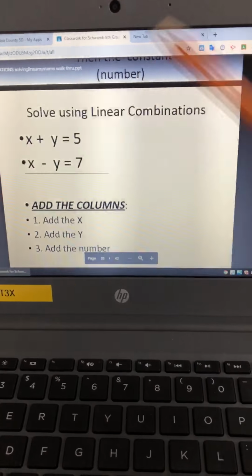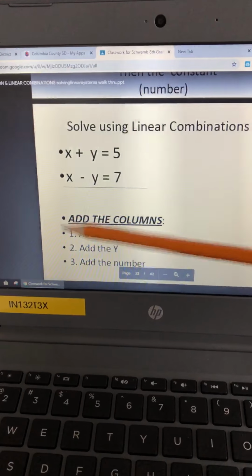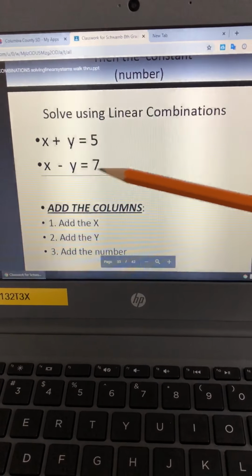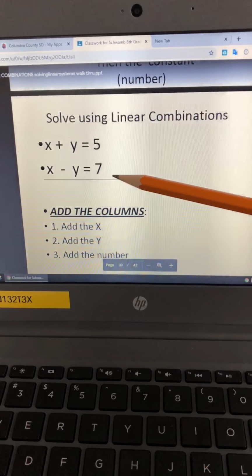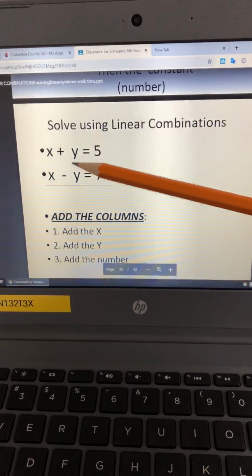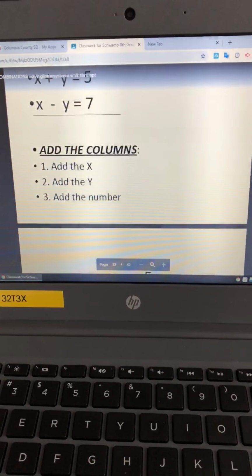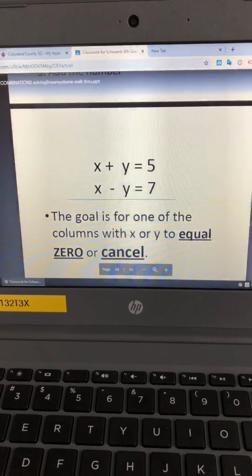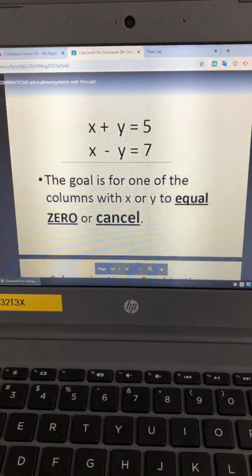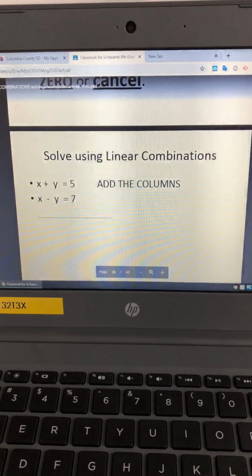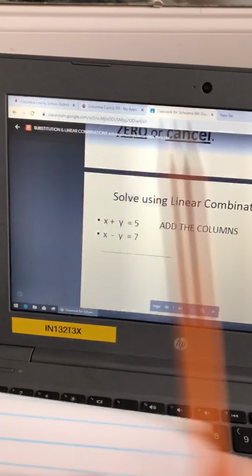So you add the x's, so x plus x would give you 2x. And you have the line here, it's just like an addition problem, okay? Like the old way you would do addition. y and negative y would be 0, and 5 and 7 would be 12. So this is what it would look like after you add those together. I'm going to go ahead and do it right here on the paper, okay?